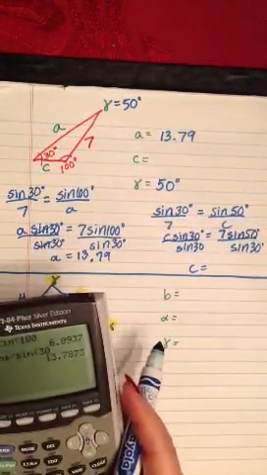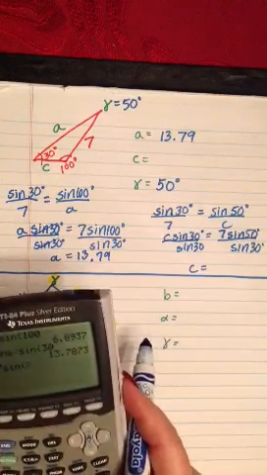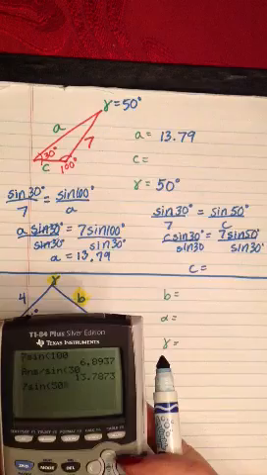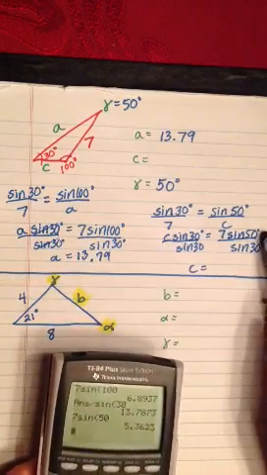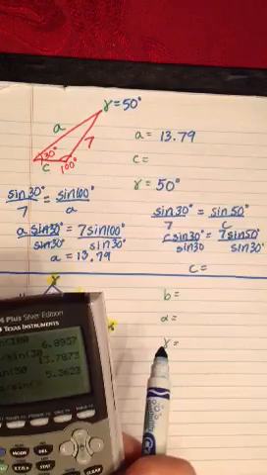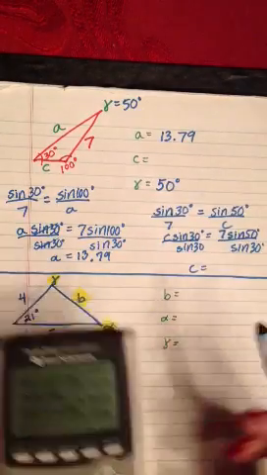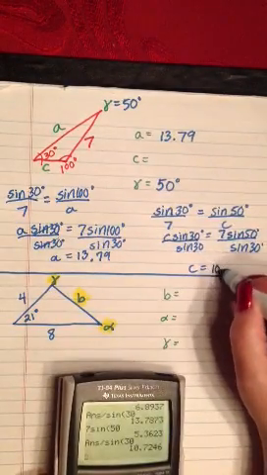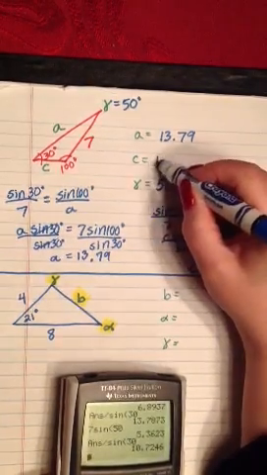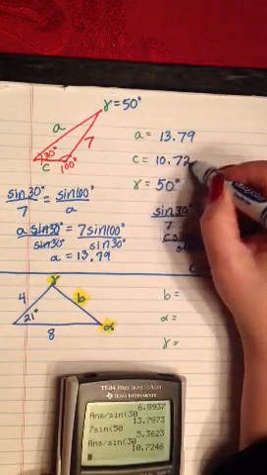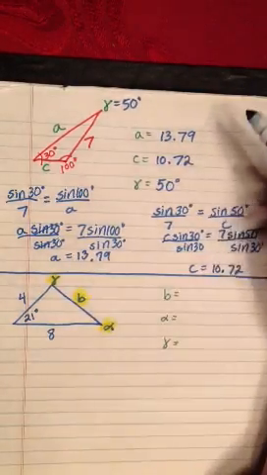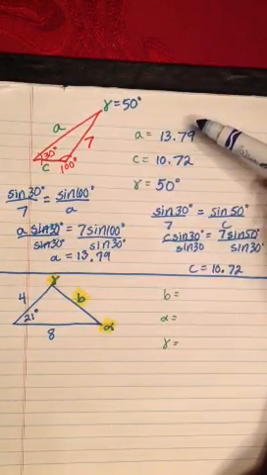I'll type in 7 sine 50. Because I don't like to close my parentheses because it seems like I always forget, I just got in the habit of going ahead and hitting enter. And then I'll say divided by sine of 30. And then I get that C is 10.72. After I write all the answers down, I like to think, is this a reasonable situation?